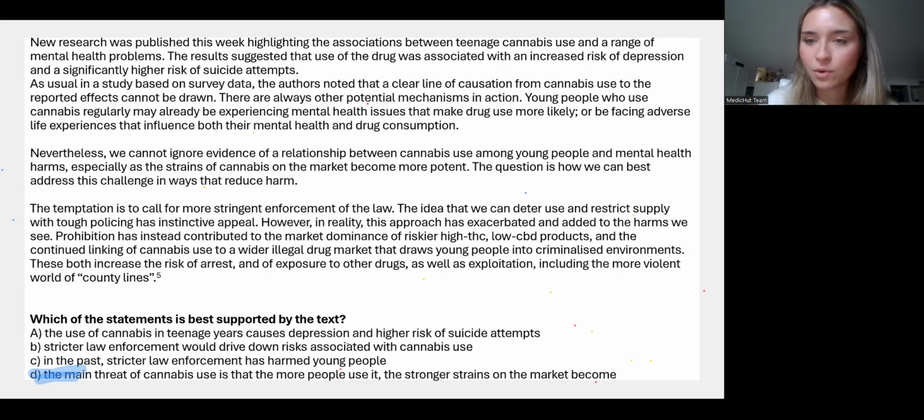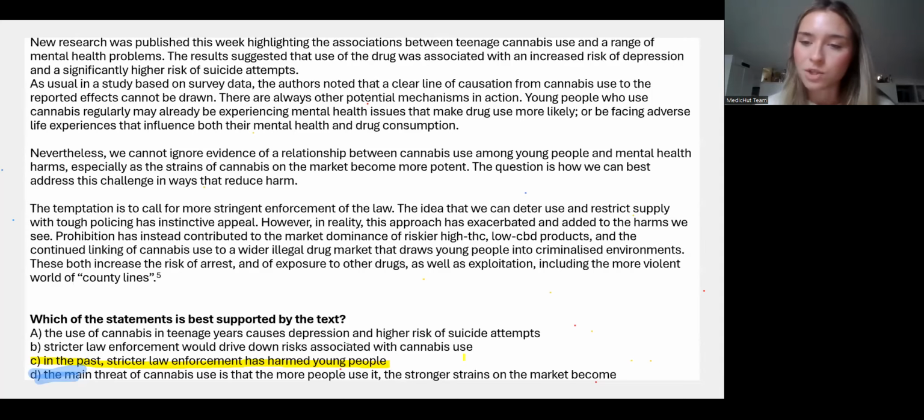Good, so I'm just going to wait for a few more replies to this one. Good, so we've got quite a few answers, so the majority are C so far. So well done. In this case, C is the correct answer. So in the past, stricter law enforcement has harmed younger people. There is clear evidence of this as the speaker does list visible effects of increasing policing surrounding cannabis, which backs up the idea that in the past it has indeed caused harm to younger people. So it is a bit more of an inference question here.